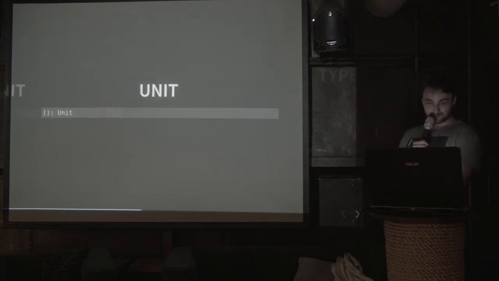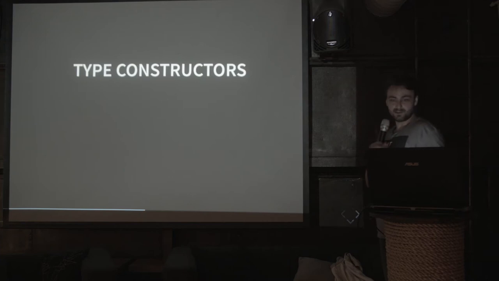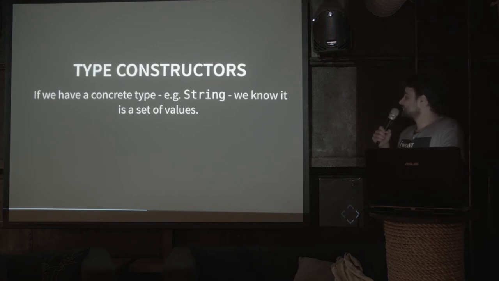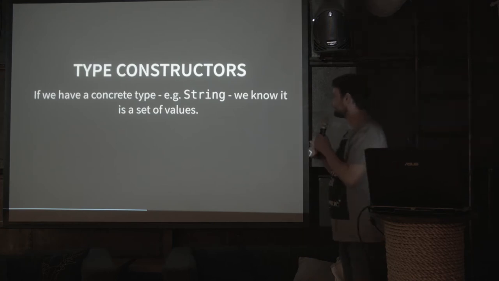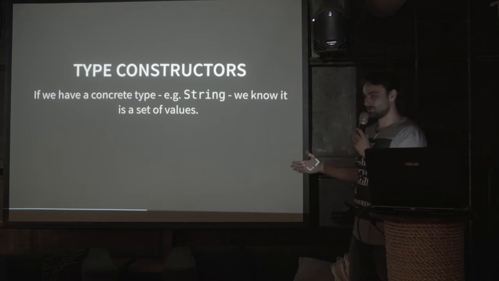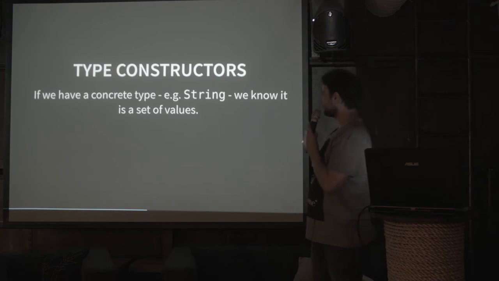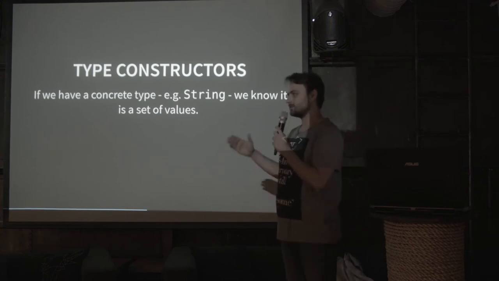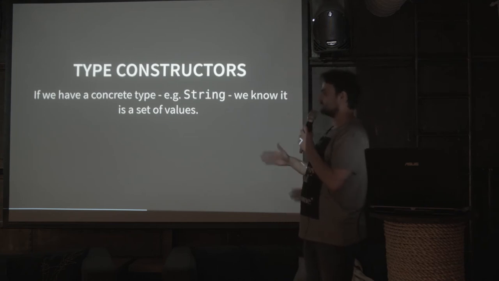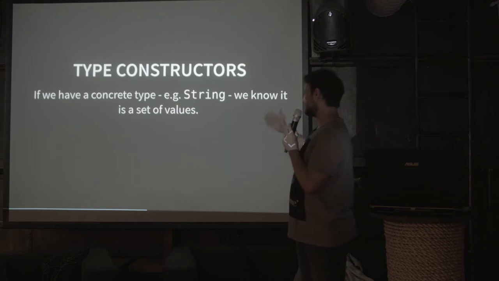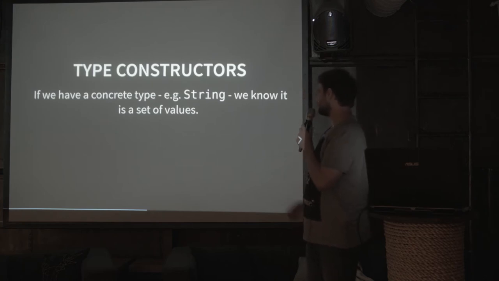Okay, type constructors. To explain what a type constructor is, we need to make a distinction that there is something like a concrete type. When you have String or Integer or, I don't know, a map from doubles to doubles, this is a specific set of values, and we can create an instance of this very type because we know it. We know basically anything that there is to know about this type, which is why we call it a concrete type.